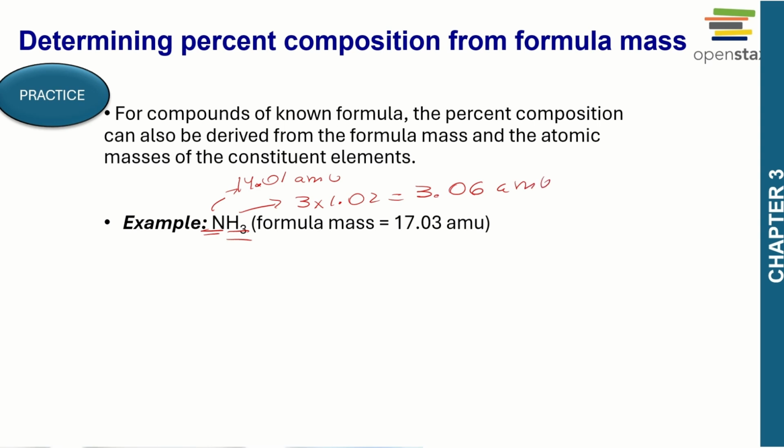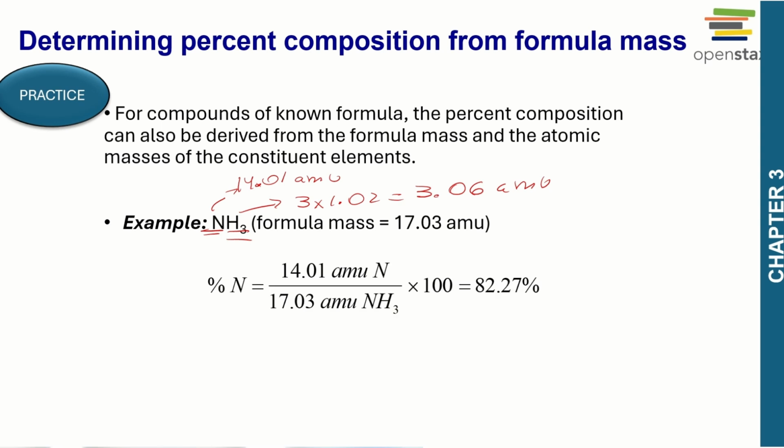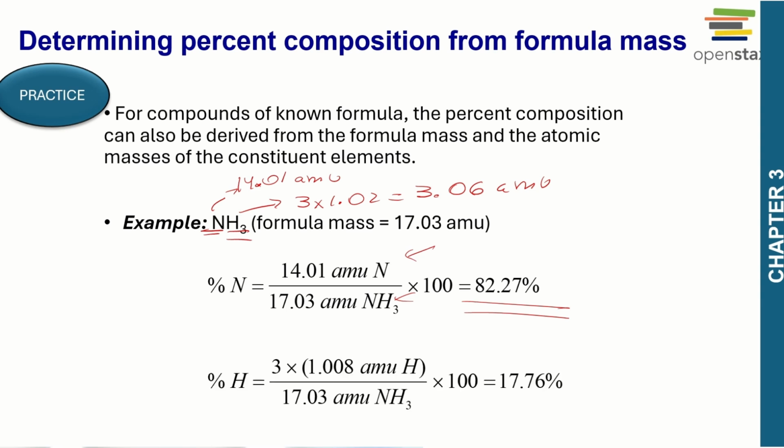So I'm going to divide the part by the total. I'm going to divide the element that I want, so percent nitrogen, the part by the total. I have 82% is nitrogen, and only 17.76% is hydrogen. Okay?